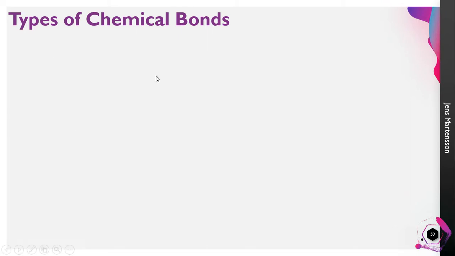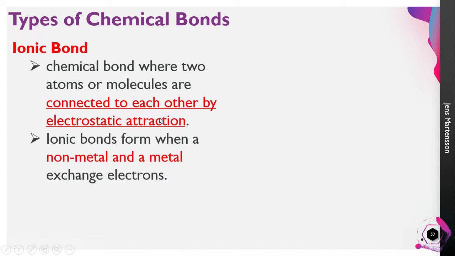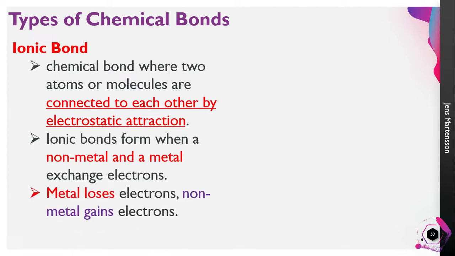Now let us proceed with the types of chemical bonding. We have ionic and covalent bonds. An ionic bond happens when two atoms or molecules are connected to each other by electrostatic attraction. Ionic bonds form when a non-metal and a metal exchange electrons. Examples of compounds with ionic bonds are sodium chloride and magnesium oxide.